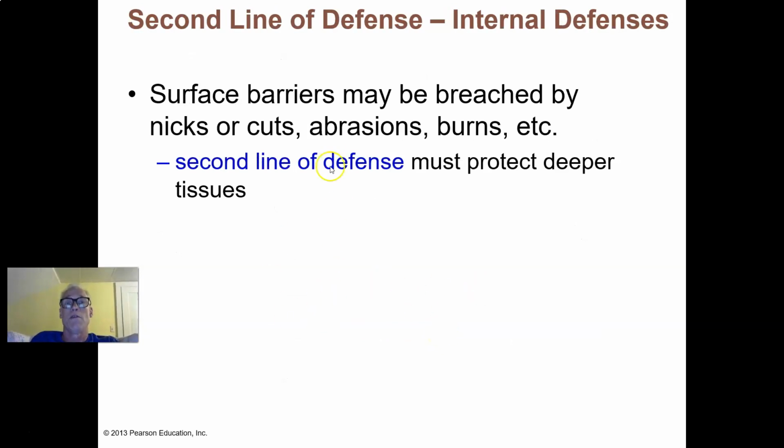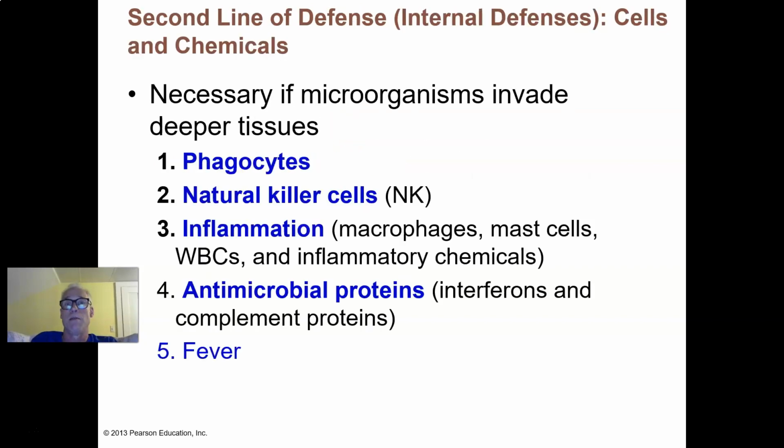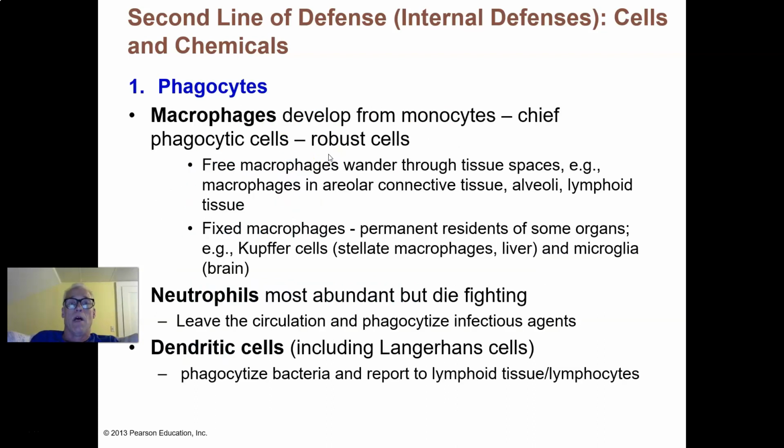So what if the surface barriers, what if the epidermis or the mucous membranes become damaged? We need something deeper in the body to protect us from infections that will then arise. So here's a list of things we're going to look through in some detail and see how they work. Some of them will be very familiar, so bear with me. Hopefully you'll be able to put together some things that we've talked about many times in the past and see how they all fit into this story of innate immunity.